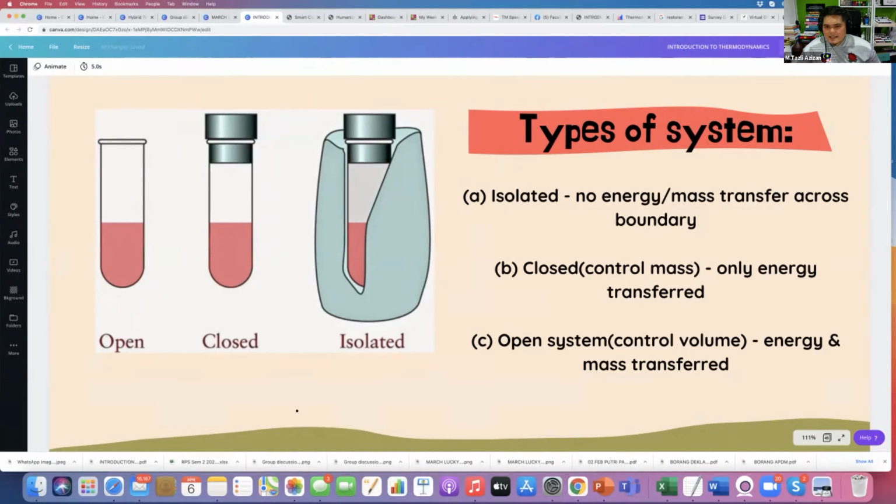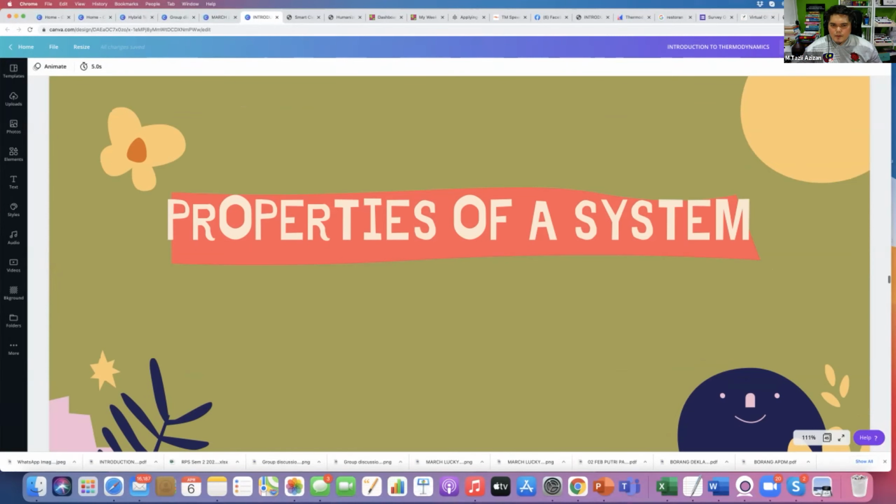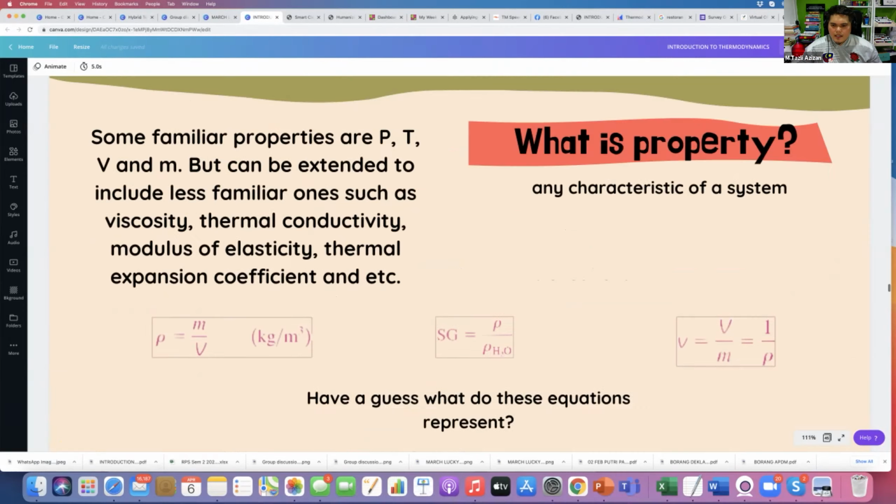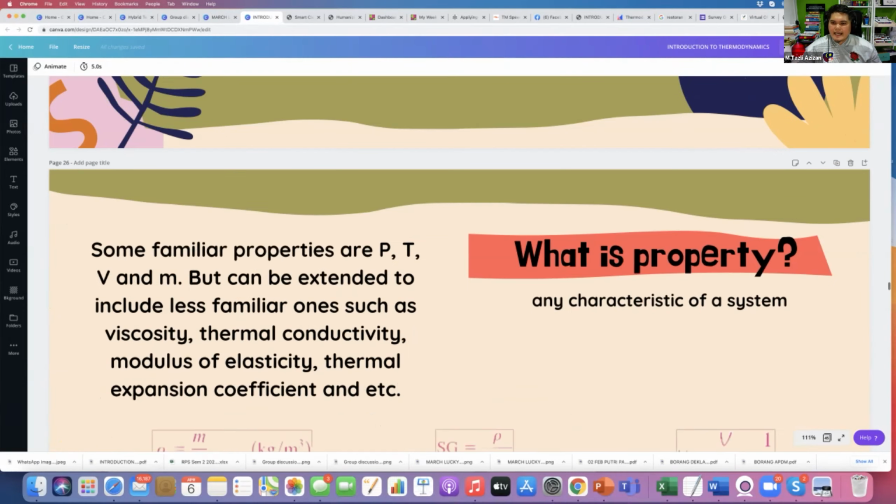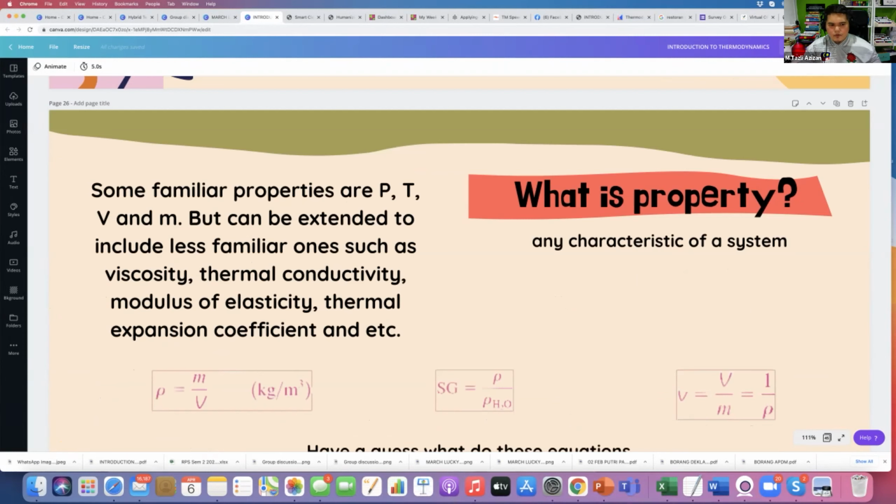So these are the three things you have to bear in mind about the types of system we are facing. Now, as for the properties of a system, what is actually a property? It is any characteristic of a system. If you have a system, you need to know its characteristics. For example, again we come back to this bottle. You have this bottle as your system. You can tell what the temperature of the system is, and you can tell what the pressure of it is.